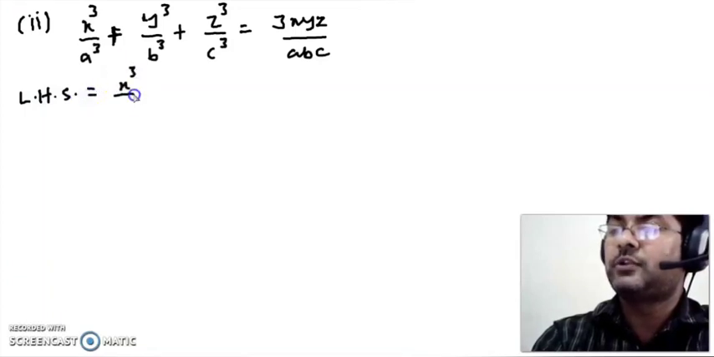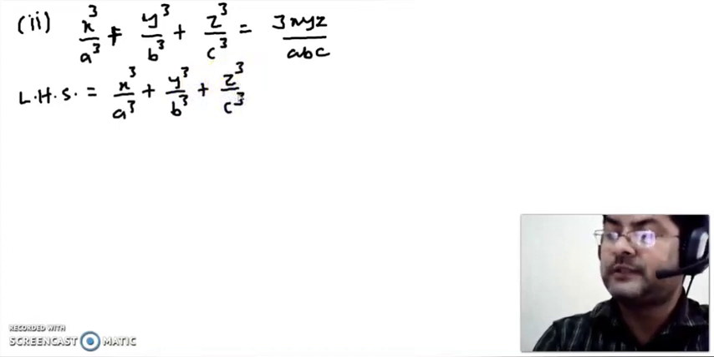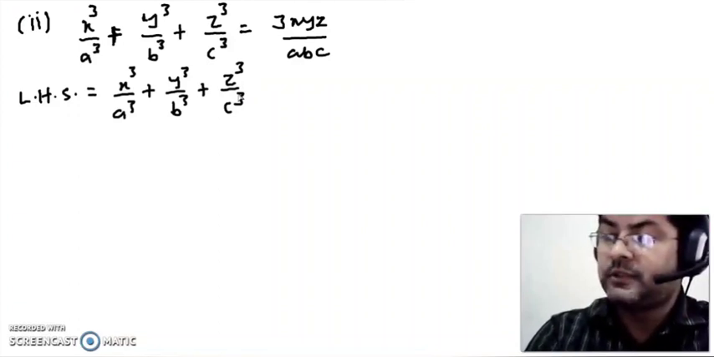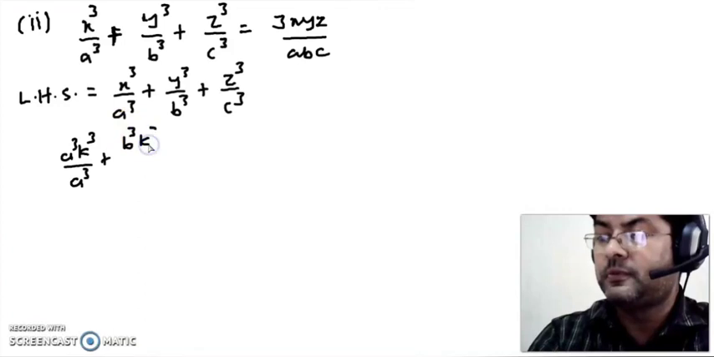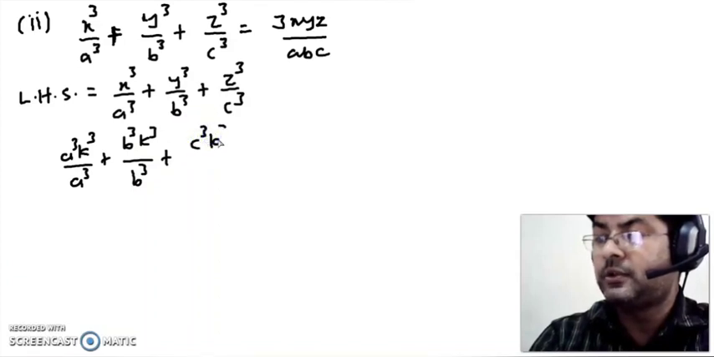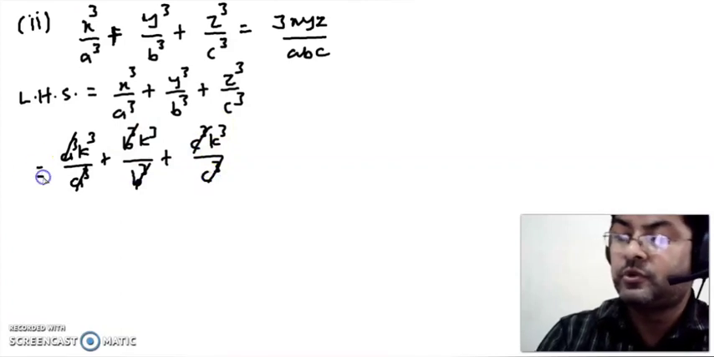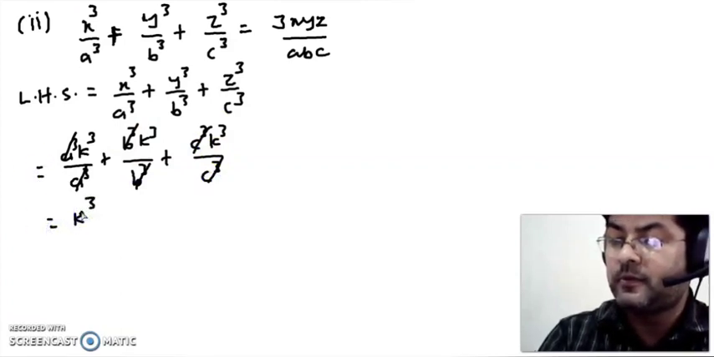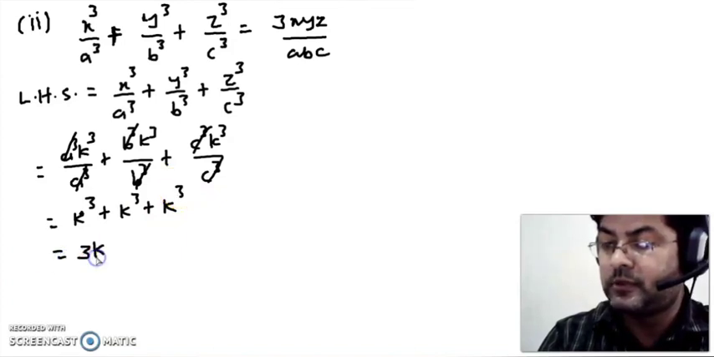We have LHS: x cube upon a cube plus y cube upon b cube plus z cube upon c cube. Value of x is ak, so the numerator will be a cube k cube upon a cube, plus again for y it is bk, so b cube k cube upon b cube, and for z it is ck, so c cube k cube upon c cube. We can cancel a cube, b cube and c cube. So we are left with k cube plus k cube plus k cube, which equals 3k cube.